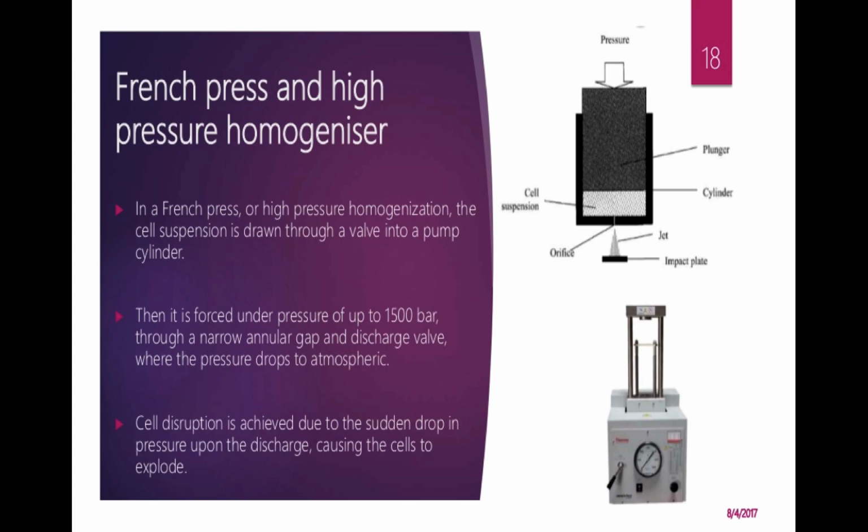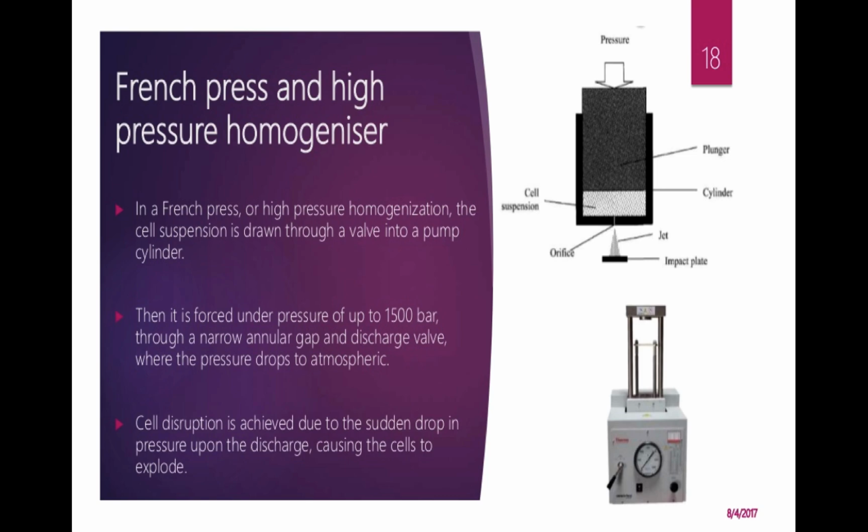We can also lyse the cells with the help of the French press. This French press is suitable for microbial cells or cell suspensions. As you can see in this image, the cell suspension is placed over here, and high pressure is applied, forcing it through a small orifice. Once it moves through this orifice, it results in cell rupture or cell lysis.